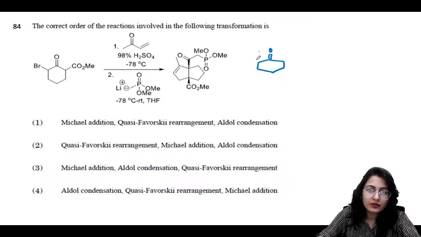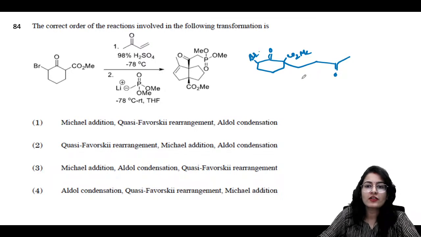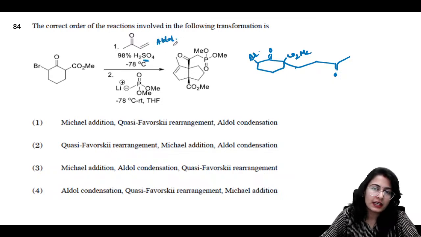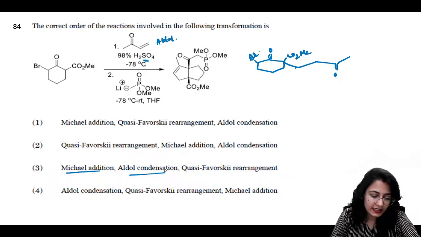What is it going to look like after Michael addition? This carbonyl should stay as it is. This is bromine. There is CO2Me over here, and it connects from here. After Michael addition, this is the molecule we have got. So we have a 1,5-dicarbonyl, which again in the presence of acid is going to give you an aldol reaction. Intramolecular aldol. So it is Michael addition first, aldol reaction next.